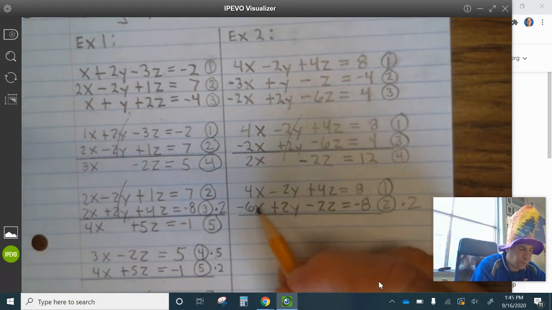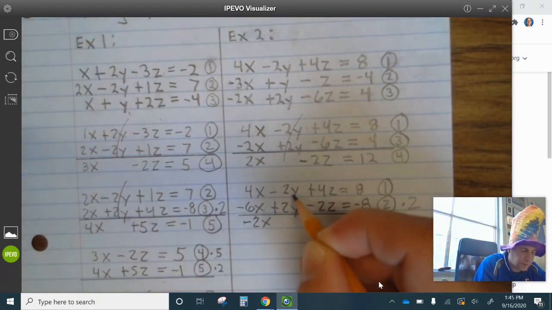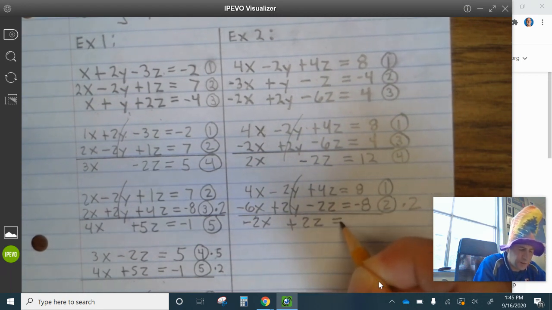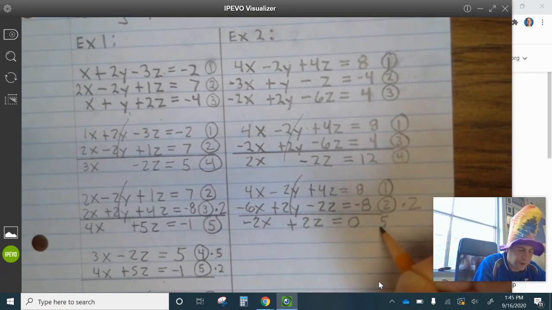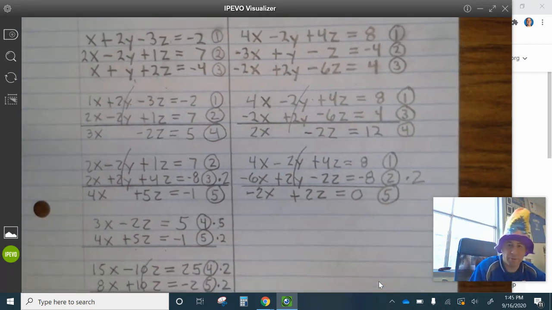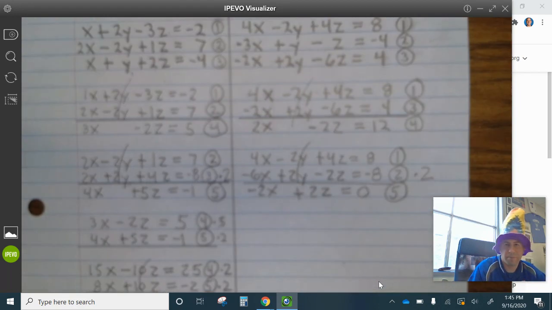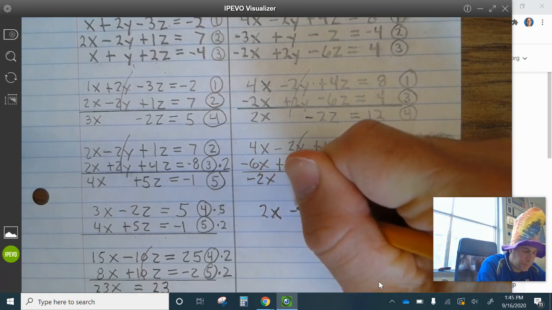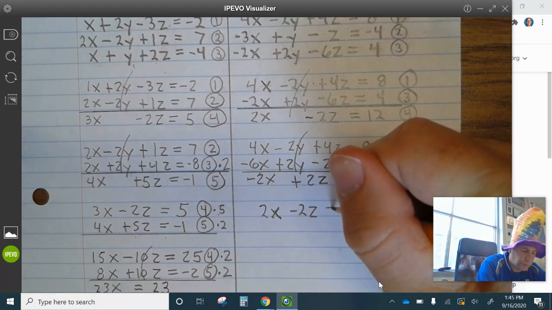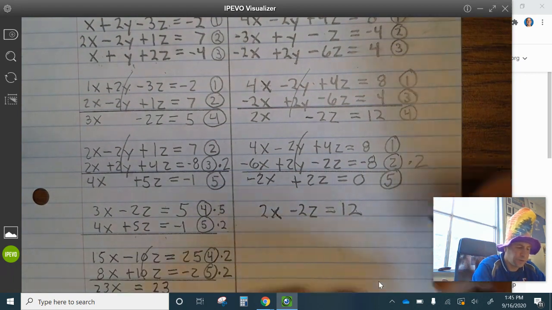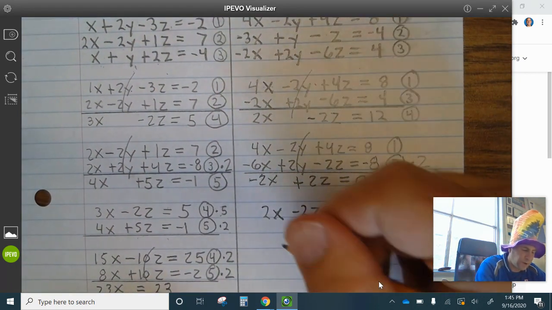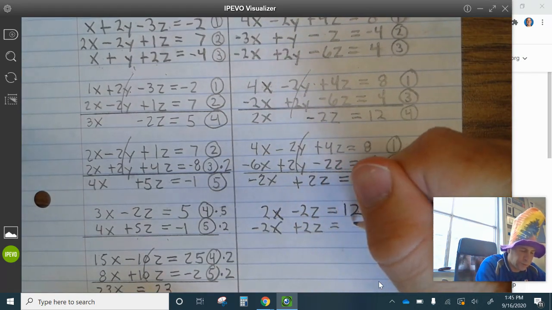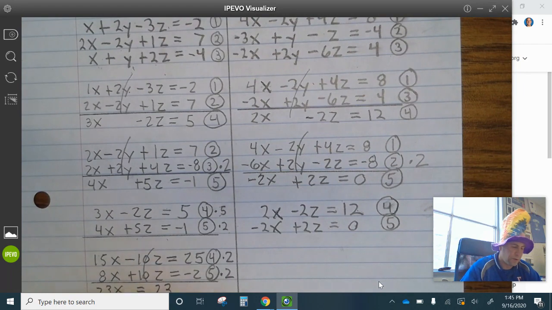Okay, so 4x minus 6x is negative 2x. The y's cancel. 4z minus 2z is plus 2z equals 8 minus 8 is 0. And this is equation 5. Now let's go ahead and put equation 4 and 5 together. All right, so that's 2x minus 2z equals 12. That's equation 4. Equation 5 is negative 2x plus 2z equals 0.